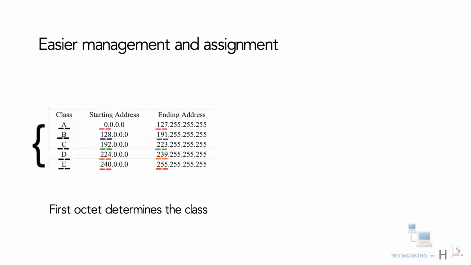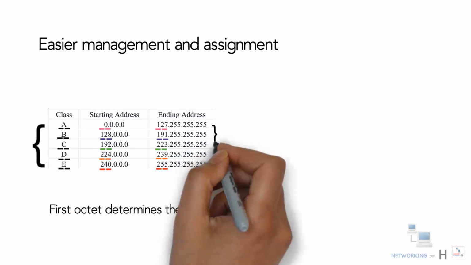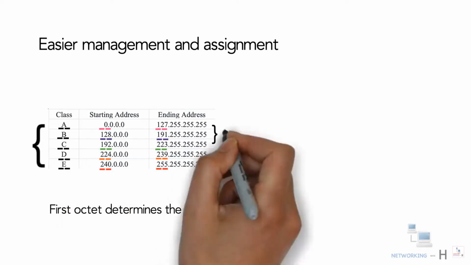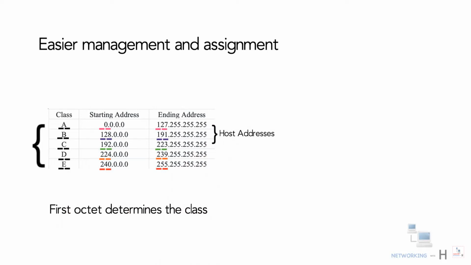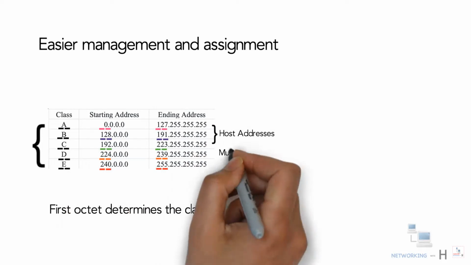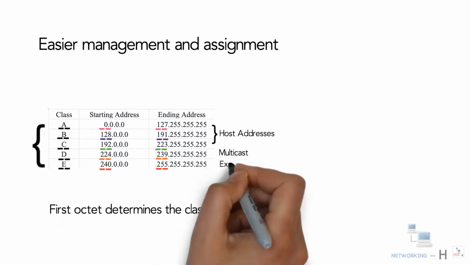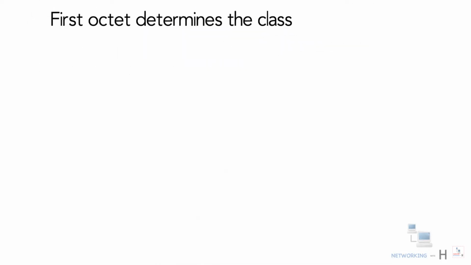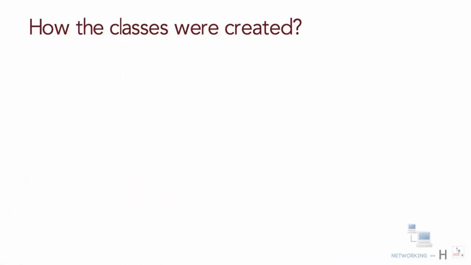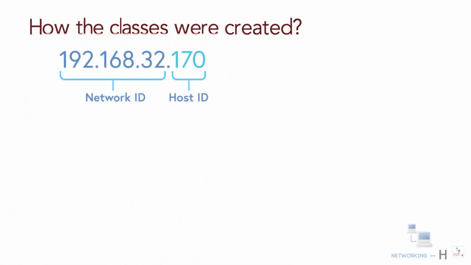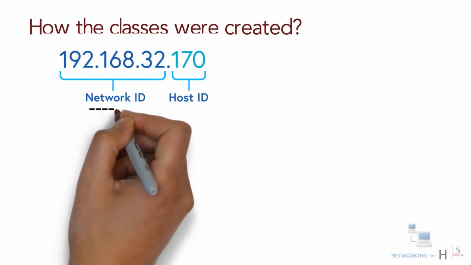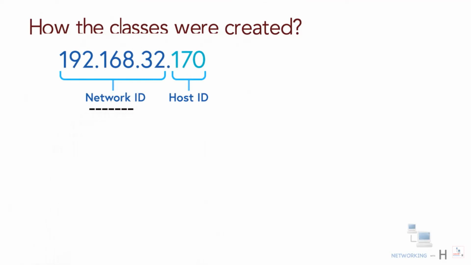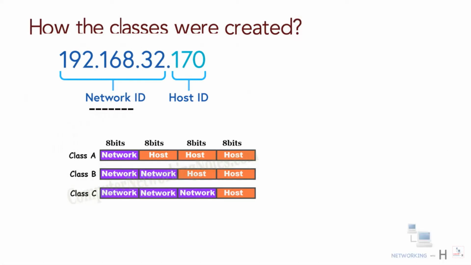IP addresses from the first three classes, A, B, and C, can be used for host addresses. The other two classes are used for other purposes: Class D for multicast and Class E for experimental purposes. Let's see how the classes were created. As you know, an IP address is the combination of network and host ID. In each IP address, a few bits are reserved for the network address. The classes were created based on the network size.